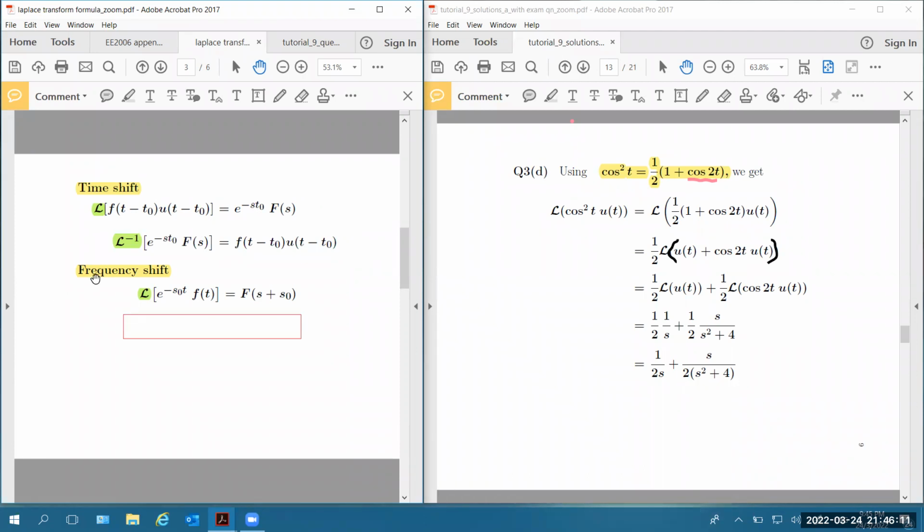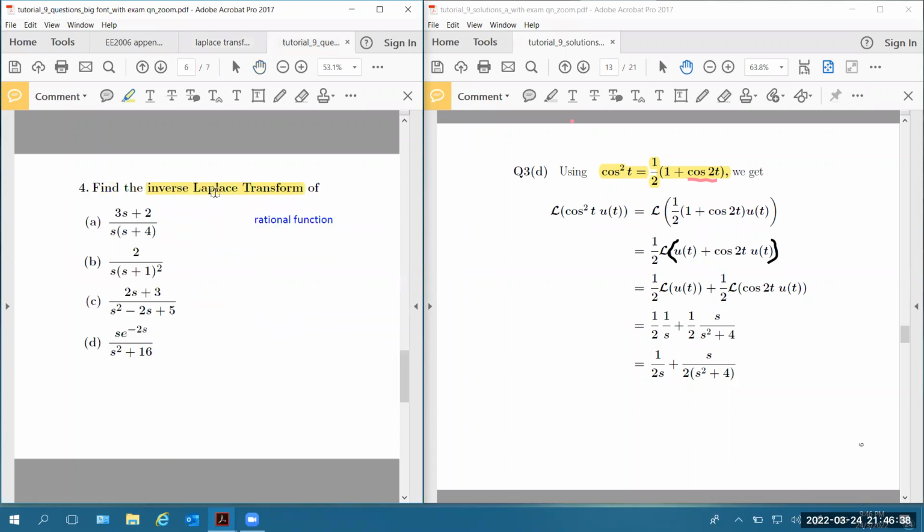Is it okay? So similarly, when you have a frequency shift, the Laplace transform of this is this. So that means if you inverse Laplace transform, then you will get the thing inside that. Okay, so this is what you have. This is the inverse Laplace transform version of a time shift and frequency shift. Okay, coming back to our question.